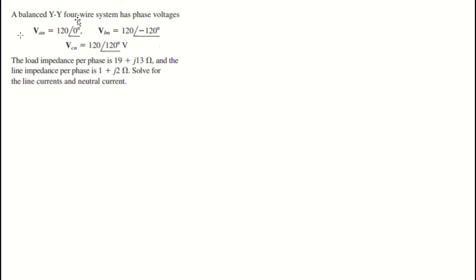A balanced Y-Y 4-wire system has phase voltages VAN, VBN, VCN. They gave everything here, 0, minus 120, 120 degree phase. The load impedance per phase is 19 plus j13, and the line impedance per phase is 1 plus j3 ohm. Solve the line current and neutral current. So we need to find both line current and neutral current.